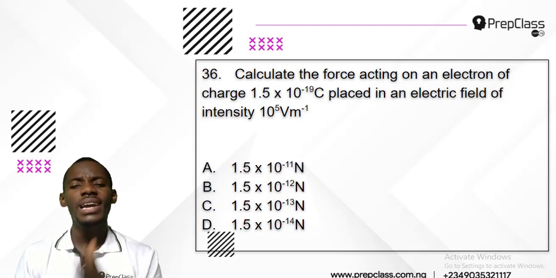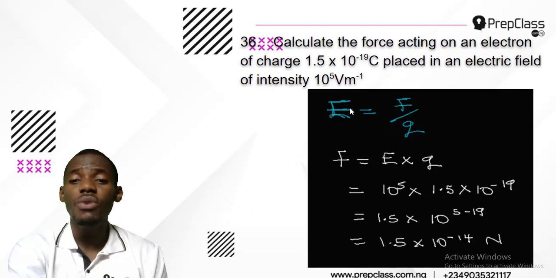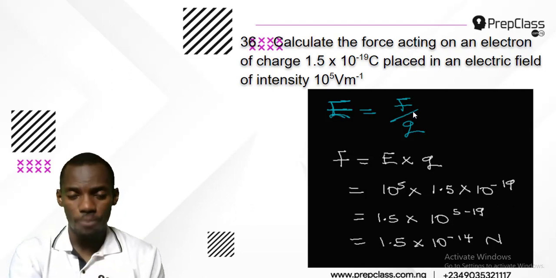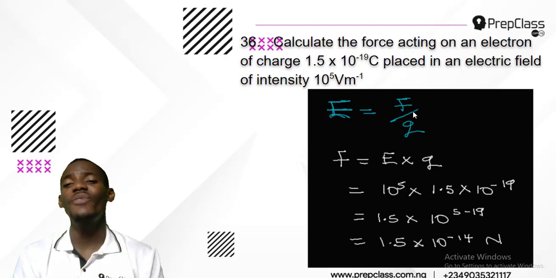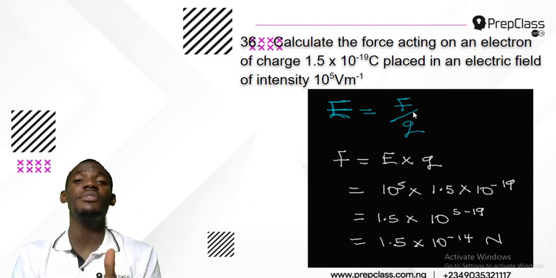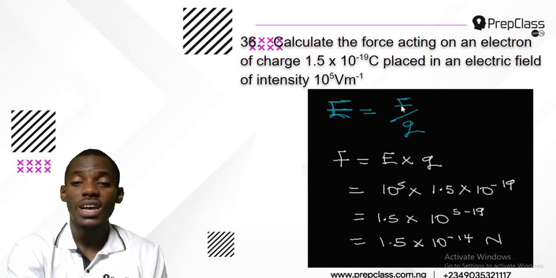You were also given the electric field, and that is 10 to the power 5 volts per meter. Now what will be the force? Do you have any idea? For anything electric field, go by this formula: E equals F over Q. That is the formula for electric field. But the question is not asking for electric field. The question gave you the electric field. The question says find the force. So I will make F, the force, the subject.